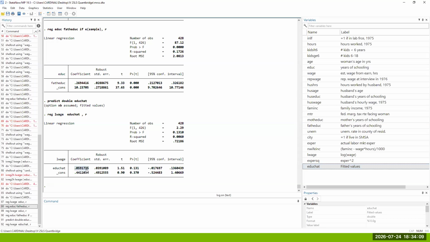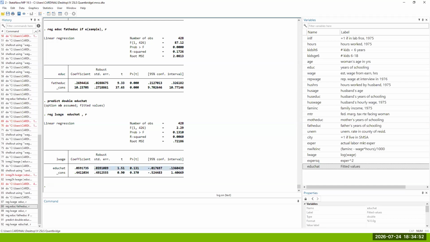0.059. And if you compare this to the first one, what does it say? This one is smaller than the first one. Reduction. So if there's a reduction, it means that if you don't take care of the endogeneity problem, the effect of education on wage will be biased upward. But once you take care of education, it now drops the estimate and gives you a more realistic one. Let's forget about the fact that it's not significant and all that.